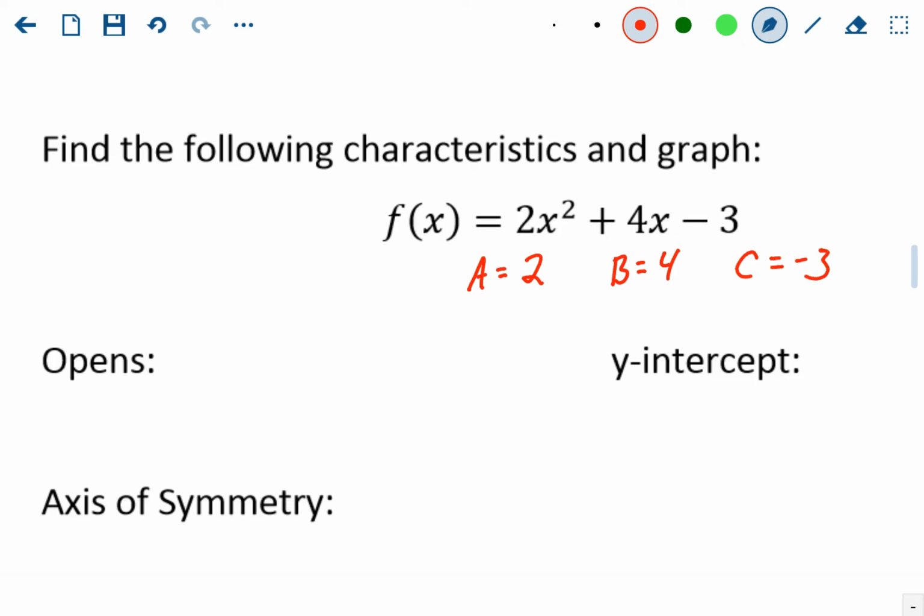Okay. And there's a couple things we could say about the graph without doing any work. First of all, the opening. Does this parabola open up or does it open down? This all depends on the a value. If a is positive, it opens up. If a is negative, it opens down. In our case, a is 2. So our graph is going to open up, because a is positive. A is greater than 0.